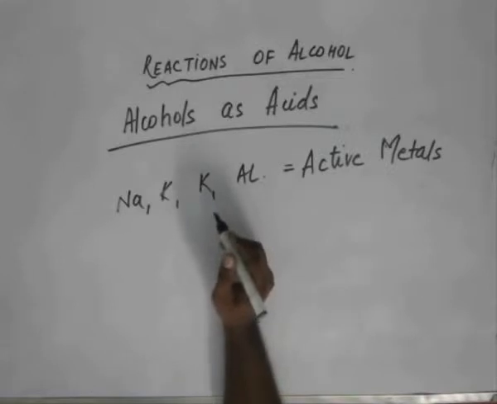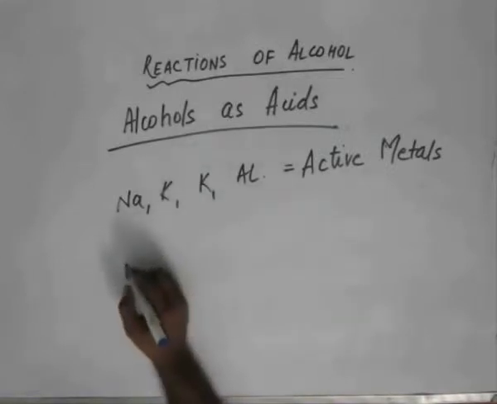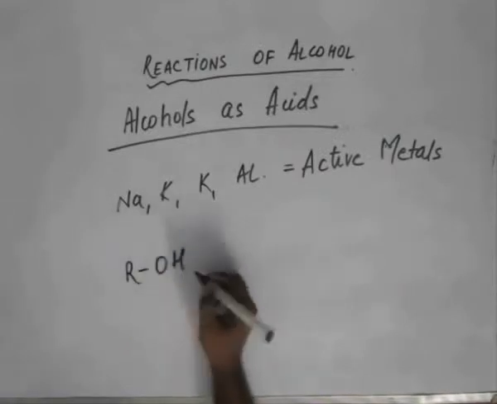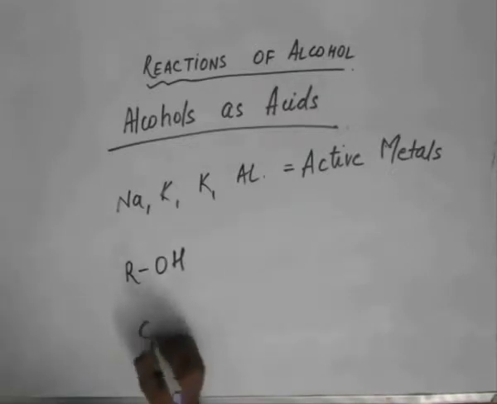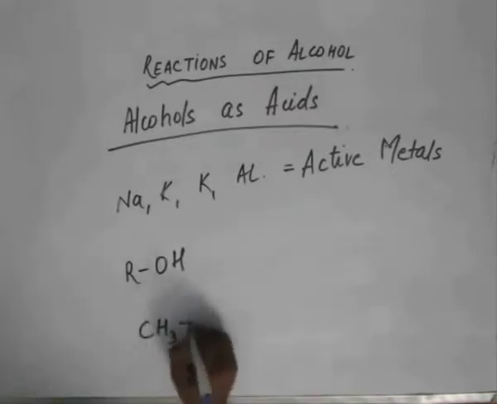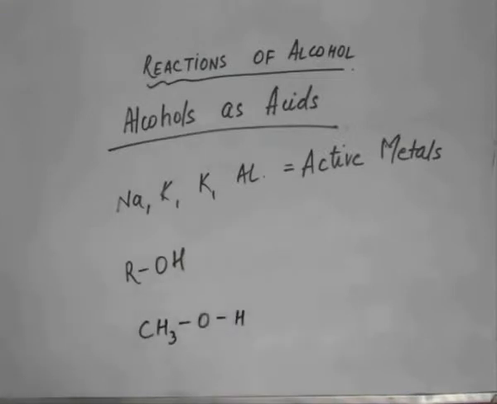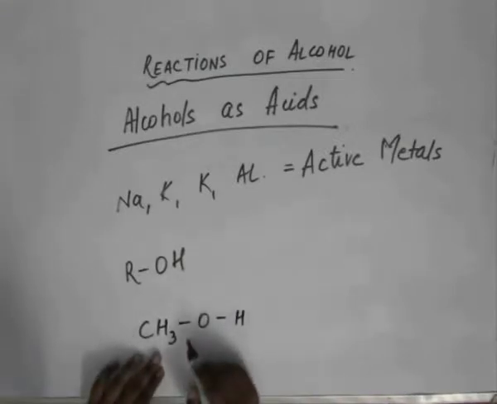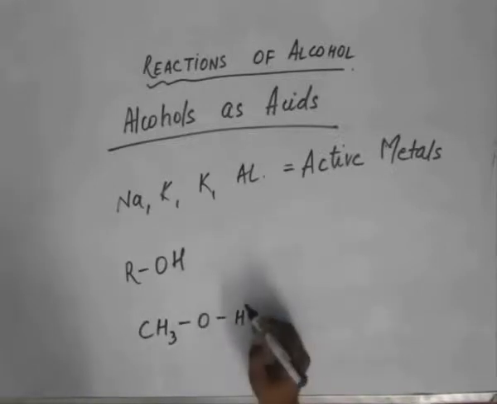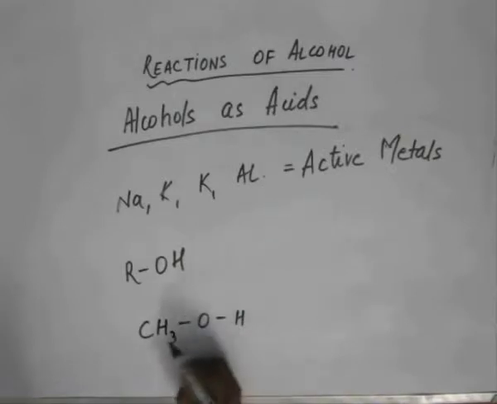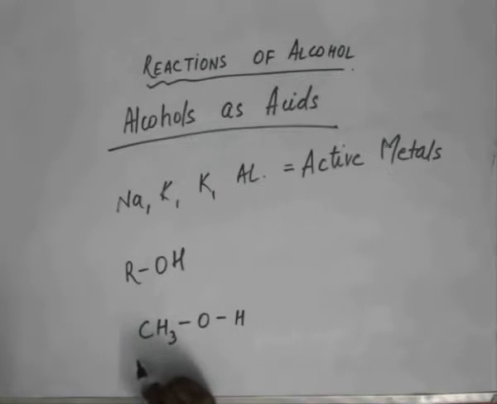Alright, so if we have ROH, to be more specific, CH3OH, we have 4 hydrogen atoms in this molecule, but only one of them is acidic. Why? Because only one of them is attached to this O. These 3 being attached to the carbon atom cannot be dissociated.